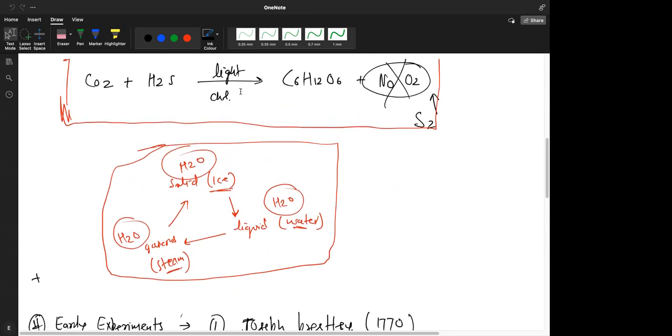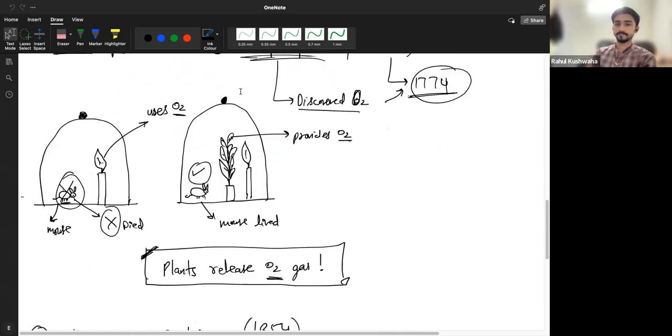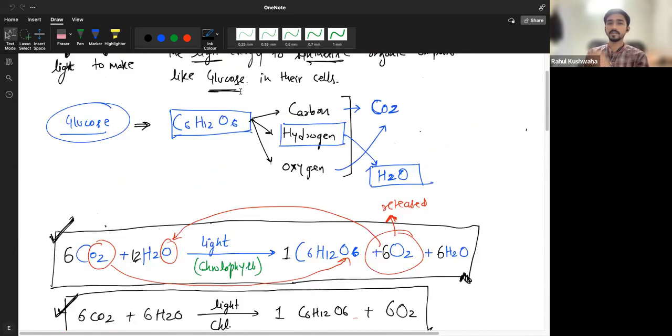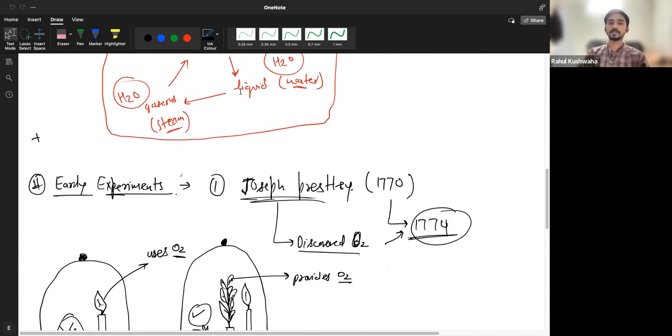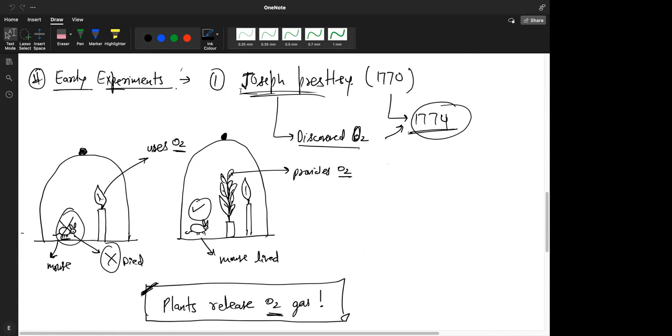Very good. What was the name of the scientist? Cornelius van Niel. The name of the scientist was Cornelius van Niel. Yes, continue. Then we started with some early experiments in the last class. Yes, sir. So the first scientist was Joseph Priestley, and he was the scientist who discovered oxygen, that the element that is necessary for life is oxygen.